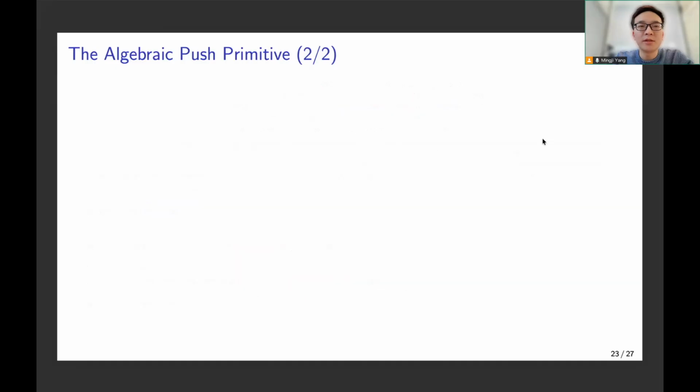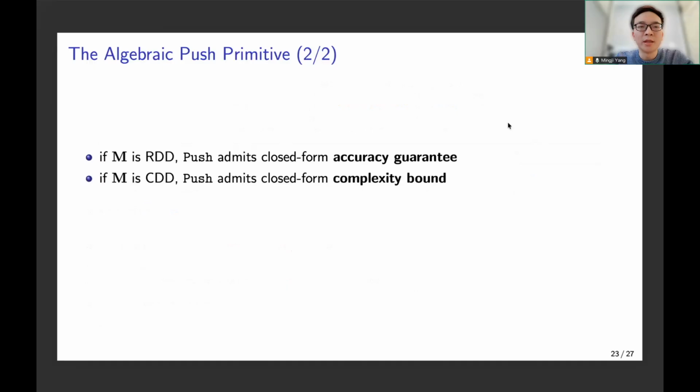Interestingly, the push primitive will exhibit different properties for RDD or CDD systems. Specifically, for RDD systems, push admits a closed form accuracy guarantee, and for CDD systems, it admits a closed form complexity bound. So combined, for RCDD systems, it will admit both the accuracy and complexity bounds. But here we are not going to show you the details.